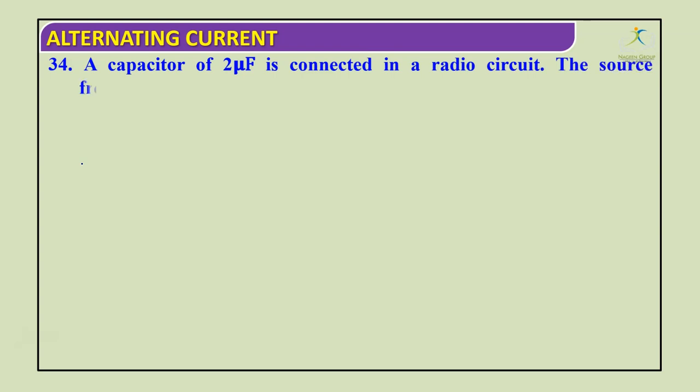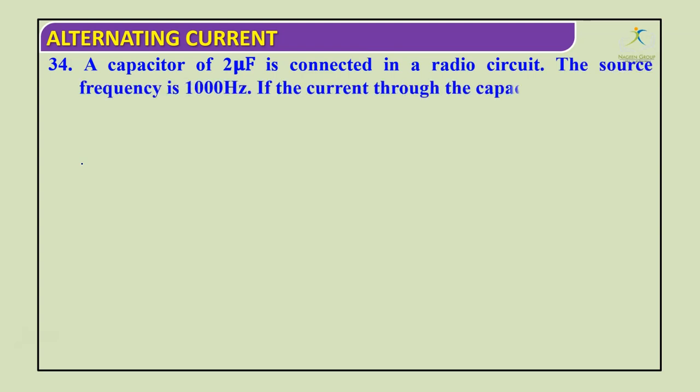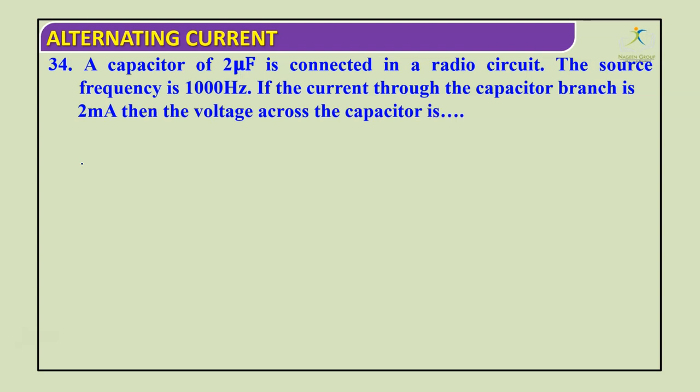Next question we have, a capacitor of 2 microfarad connected in a radio circuit. The source frequency is 1000 Hz. If the current through the capacitor branch is 2 milliampere, then the voltage across the capacitor is: 0.16 volt, 0.32 volt, 159 volt, 79.5 volt.